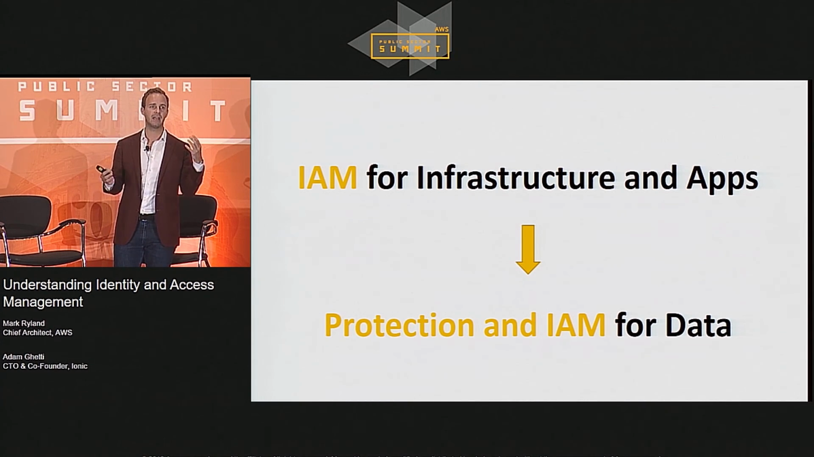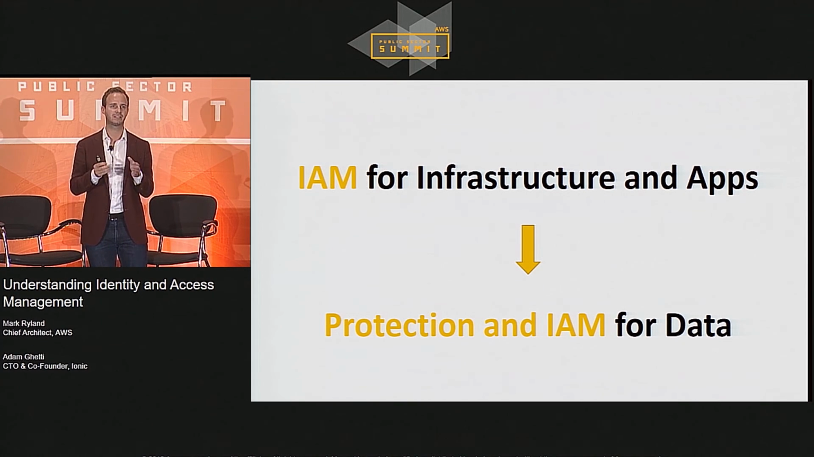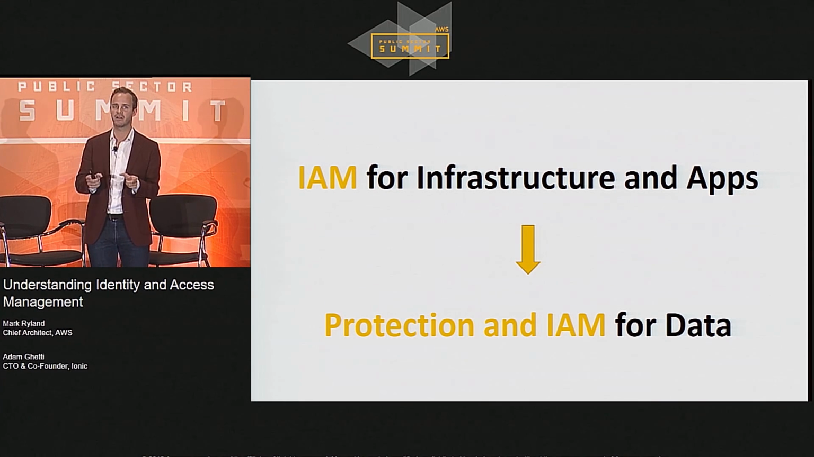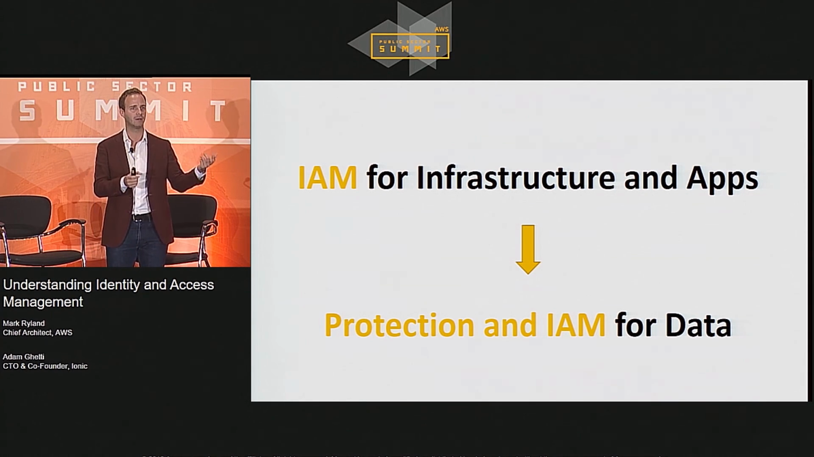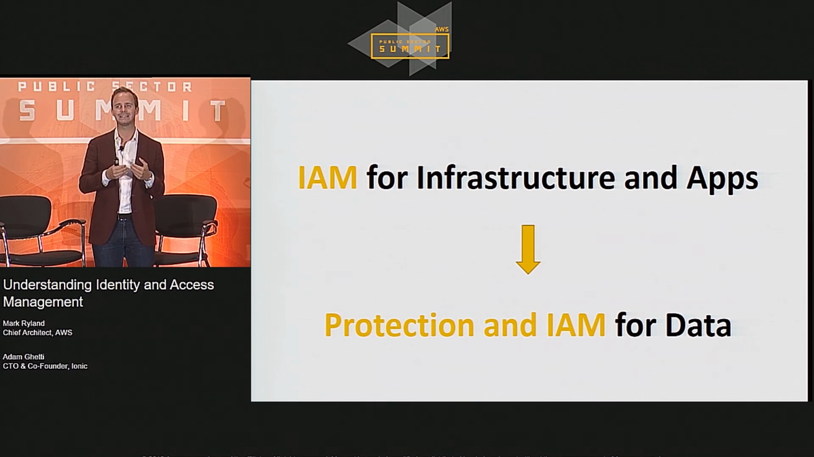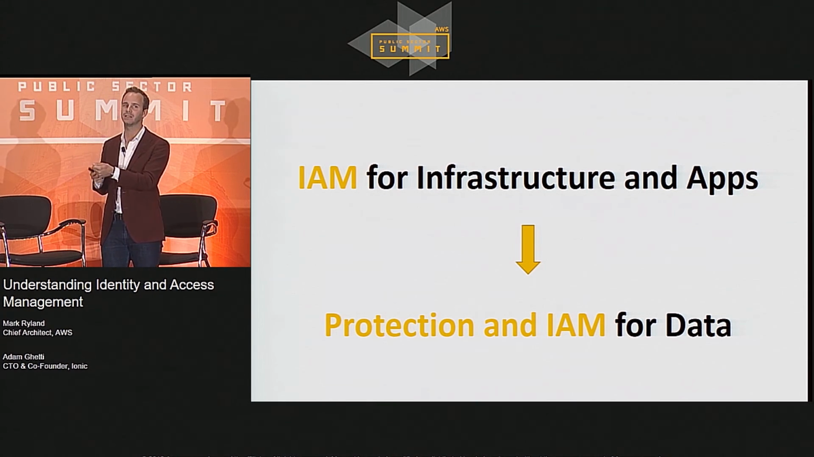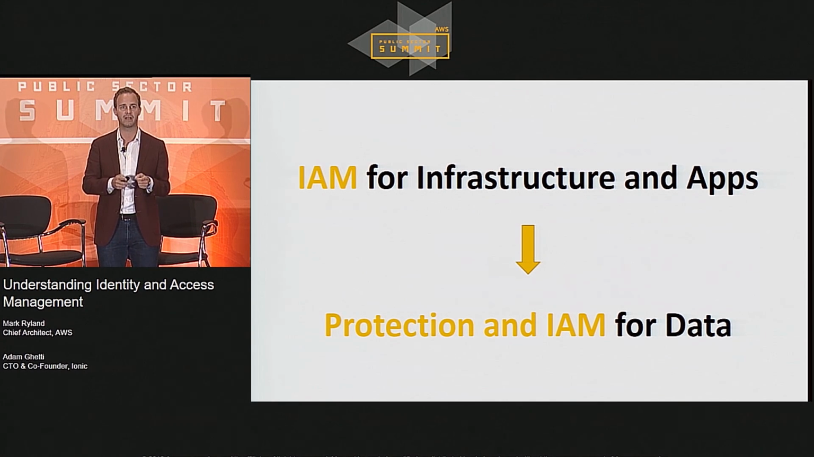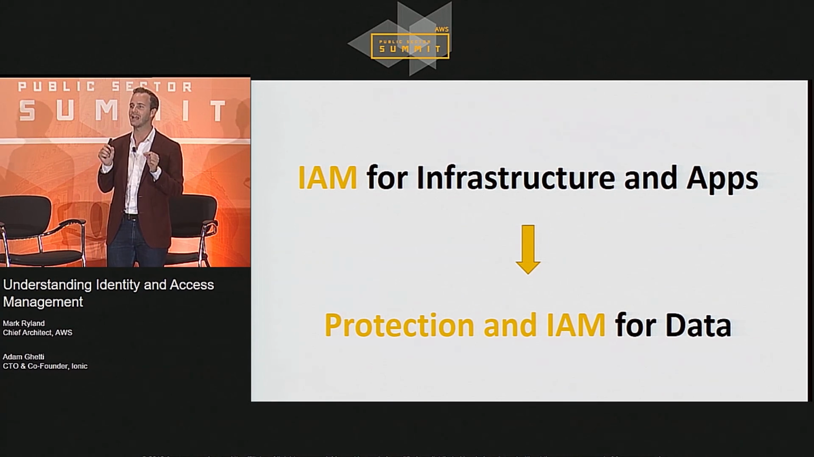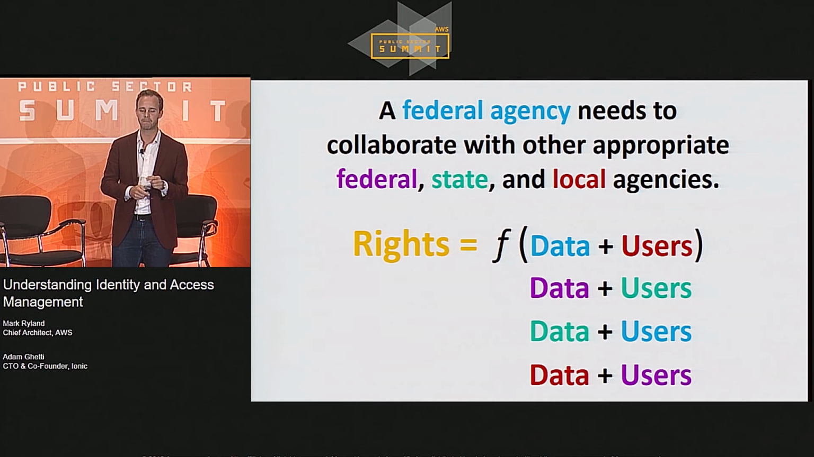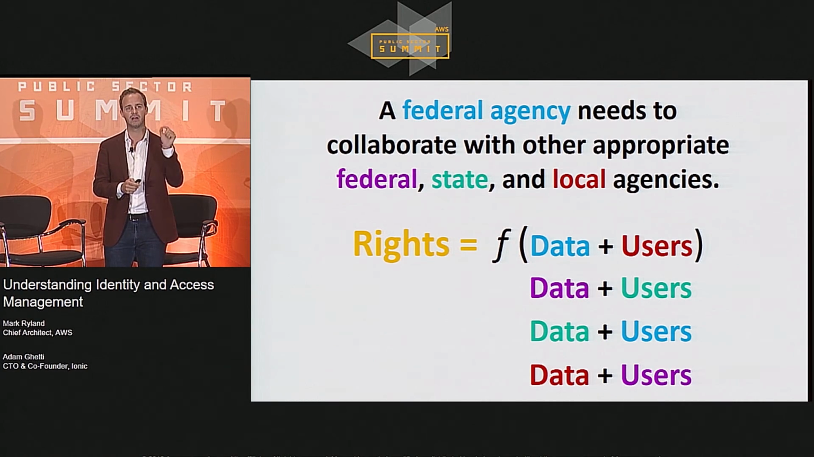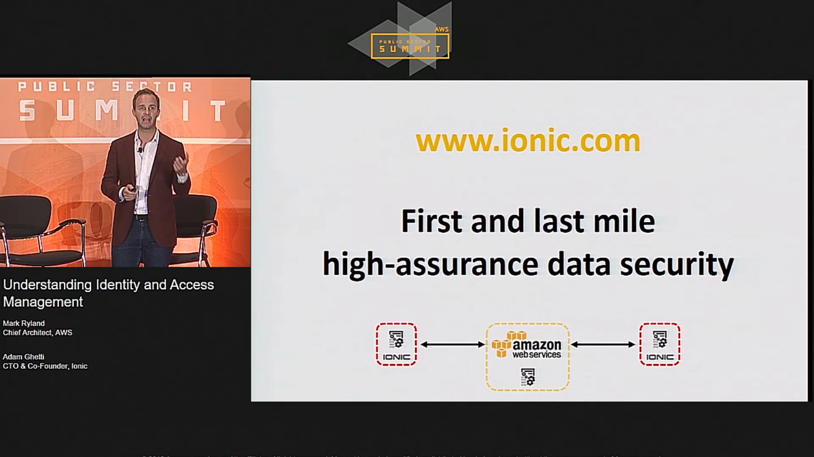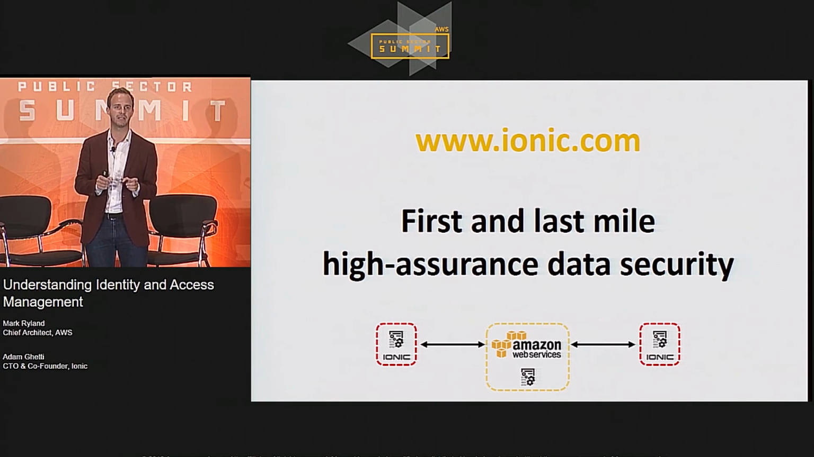At the end of the day, AWS and Ionic have collaborated to extend the high assurance and robust identity and access management philosophies that are built into AWS down to your data as it now departs from both AWS and your own infrastructure. And we've done that in a high assurance fashion, and we do it at a scale with federation that actually enables your business to be successful. It enables this collaboration because it understands these rights, and it can orchestrate them across these boundaries. It enables first and last mile high assurance data security.